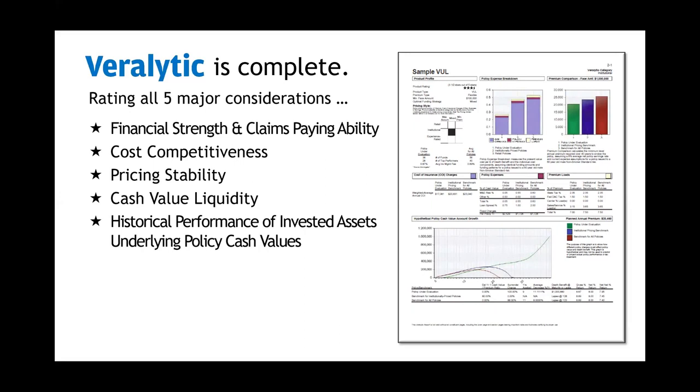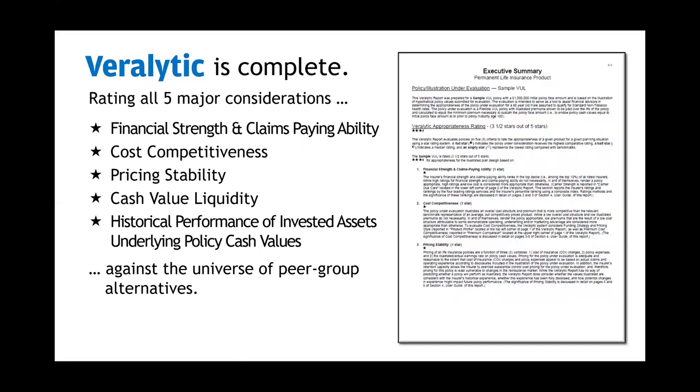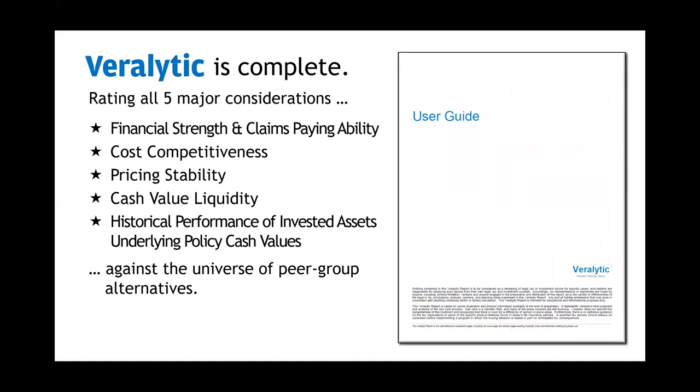All 5 factors are measured against the universe of peer group alternatives and assigned a full star when competitive, a half a star when average, and 0 stars when uncompetitive. Each Veralytic report also includes an executive summary explaining the reasons for the rating, a complete user guide with even more detail about the inner workings of all life insurance products, and a glossary for translating industry jargon into common financial terms.